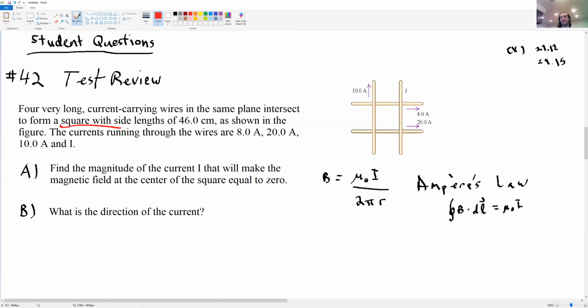So we have a square with side length of 46 centimeters. That means we have 46, 46, 46, and 46. What is the distance from each of the wires to the midpoint here? So what is the distance, for example, from this wire to the midpoint? Anyone can answer, it doesn't have to be Duke. So if you know the answer, feel free to speak up or write it in the chat. Wouldn't it be just half of that side length? It'd be half of the side length, exactly. So 23 centimeters.